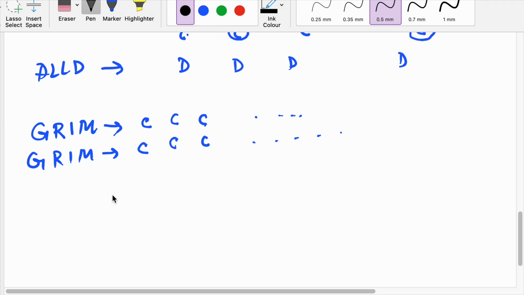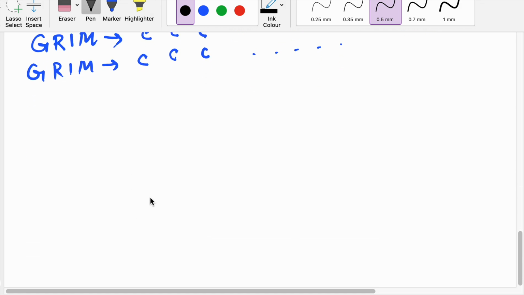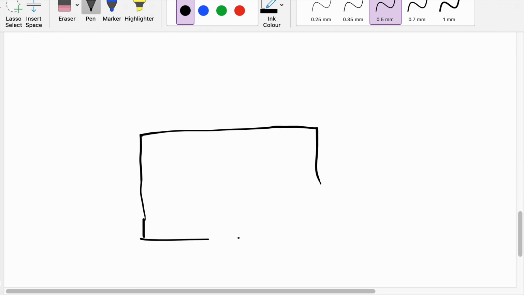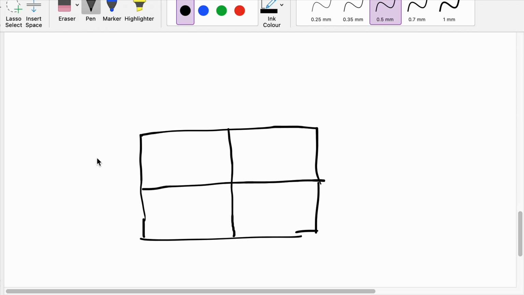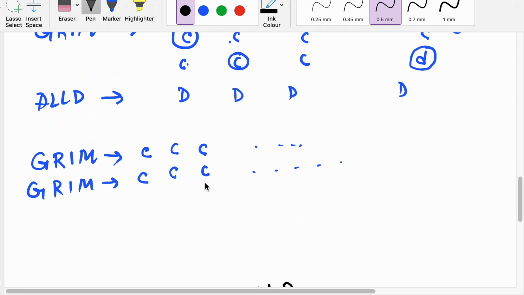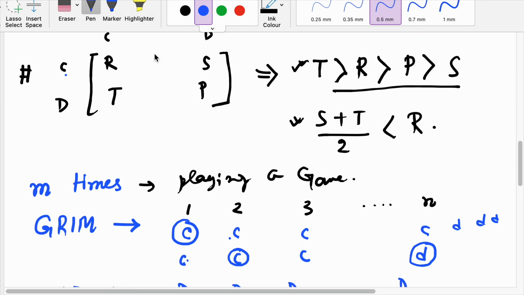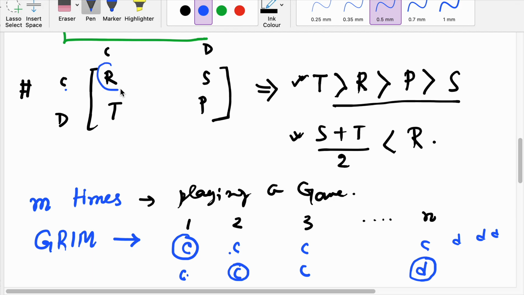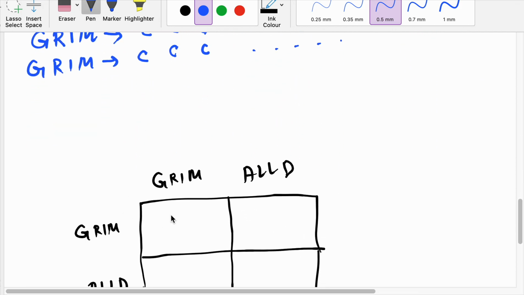Let me write here the payoff matrix. Grim against Grim is already done. We found that they will always cooperate, and if we always cooperate, what payoff will we get? R. So m times we will get R, that is mR. Is it clear? Grim against Grim. Yes.